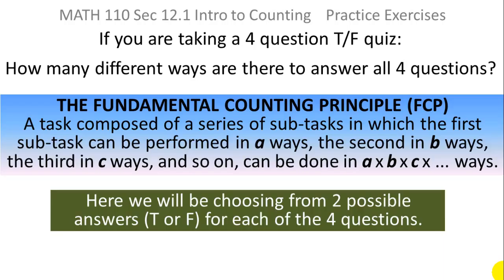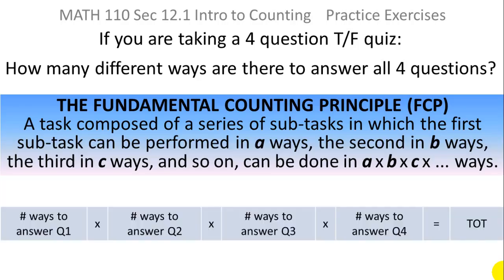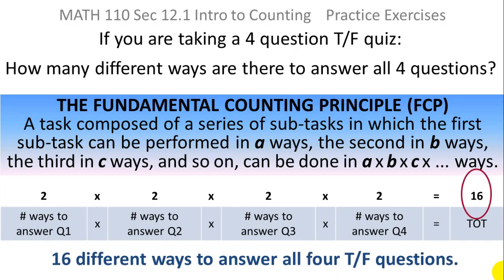Now here we're going to be choosing from either true or false, so there are 2 possibilities for each of the 4 questions. So we're looking at how many ways to answer the first question, how many ways we can answer the second question, then the third, then the fourth. And because it's a true-false, there are only 2 ways to answer 1 and 2 and 3 and 4, and 2 times 2 times 2 times 2 is 16. Just as we got with the tree diagram when we worked it earlier. So there are 16 different ways to answer a 4-question quiz.